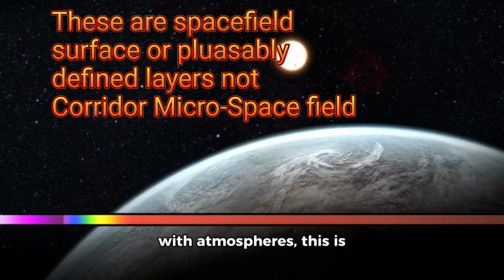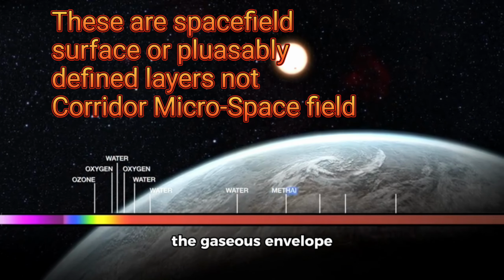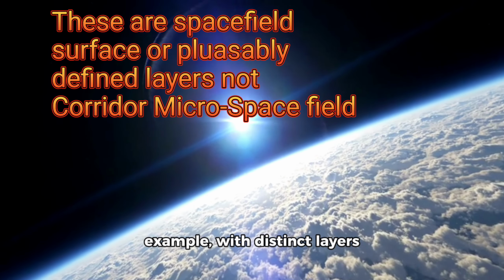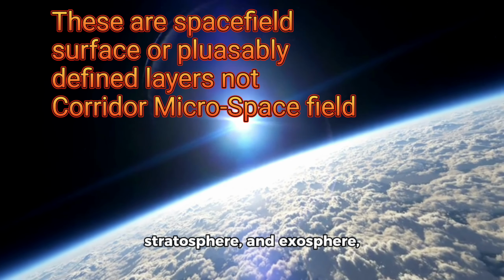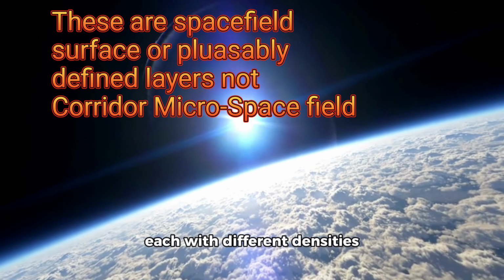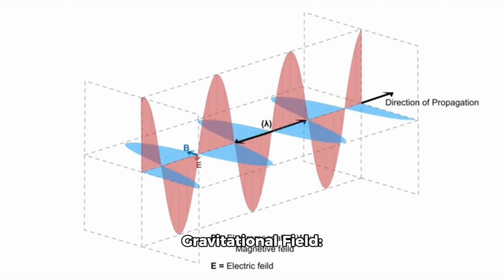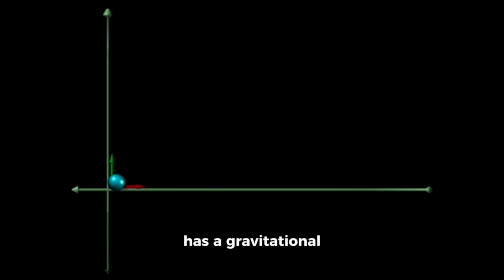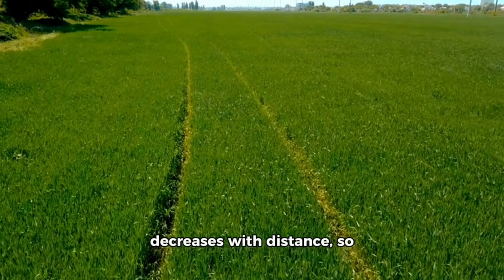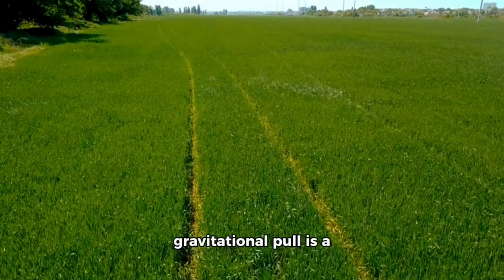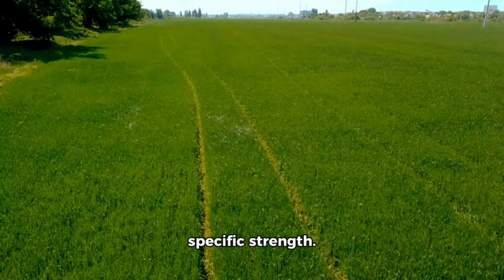Atmosphere. For planets with atmospheres, this is the gaseous envelope surrounding them. Earth's atmosphere is a great example, with distinct layers like the troposphere, stratosphere, and exosphere, each with different densities and temperatures. Gravitational field. Every object with mass has a gravitational field that extends infinitely into space. The strength of this field decreases with distance, so you can think of it as a series of layers where the gravitational pull is a specific strength.